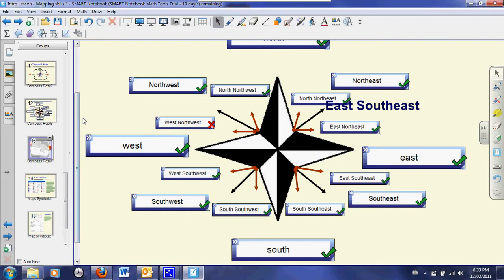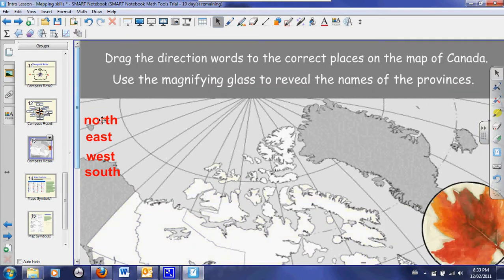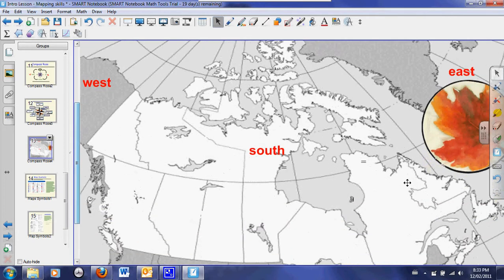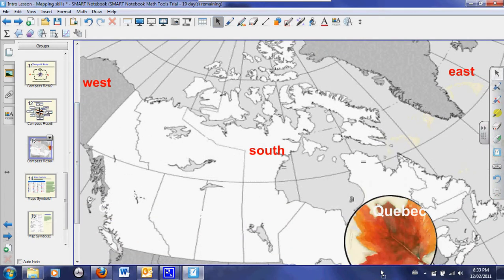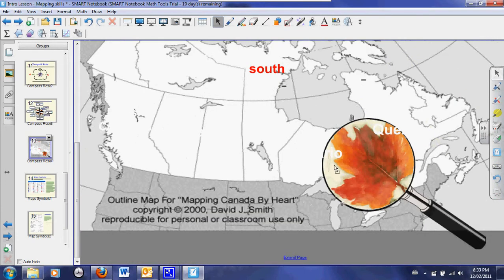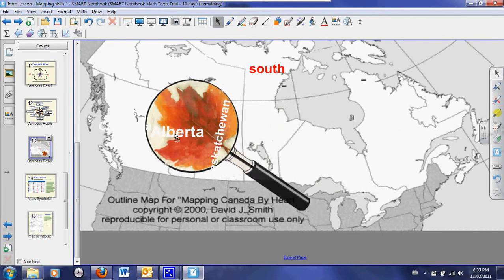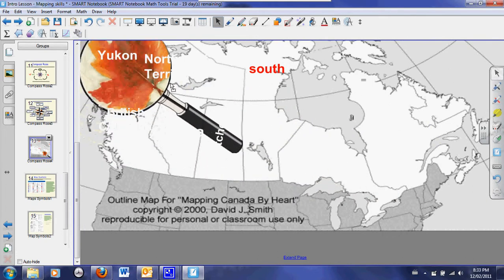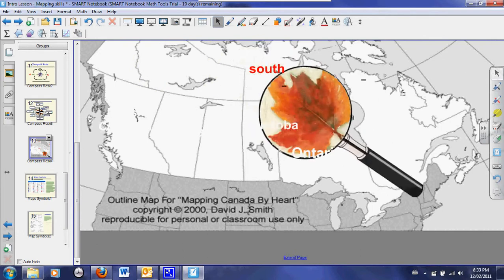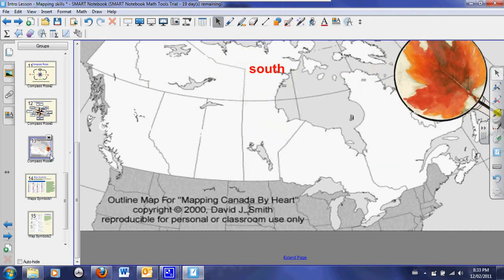Okay, moving on. This next one, if you were in class, we would have just labeled the directions, and we would have done a little bit of work on what the provinces are. And this eyeglass here, if you just put it across, it tells us what the provinces are and also the territories. This is not an activity that you can really do with the video. I just want to show you what we are doing.